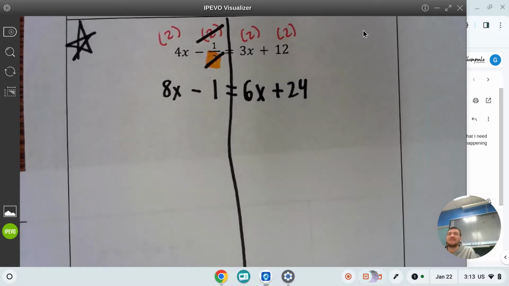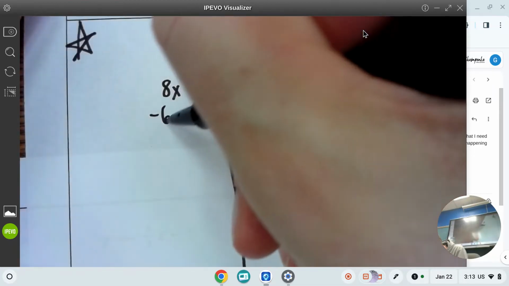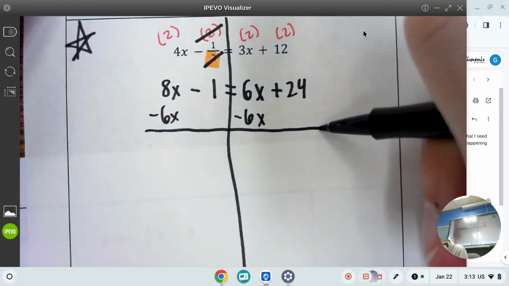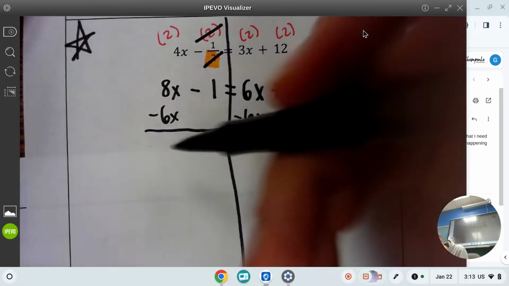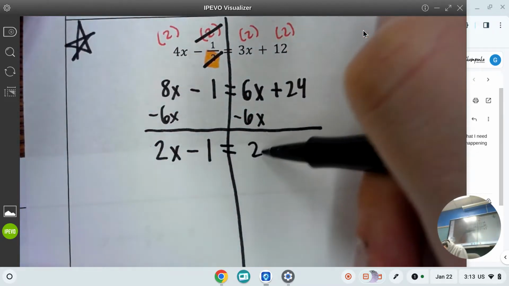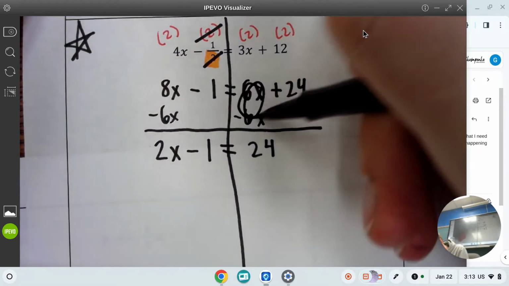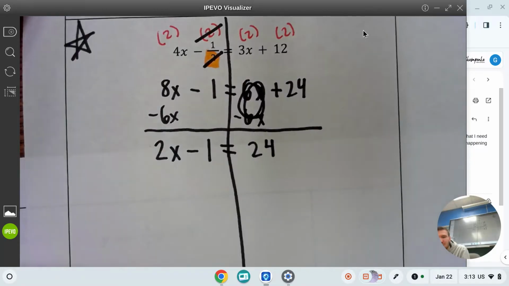At this point, we are exactly where we like to be. Fractions might be a little scary, but fractions are gone. Like, it literally took us 1 step and the fractions just disappeared, right? They're not as scary as you think. We're gonna do minus 6x, minus 6x. We've got 2x minus 1 equals 24. Because of course 8 minus 6 is 2.